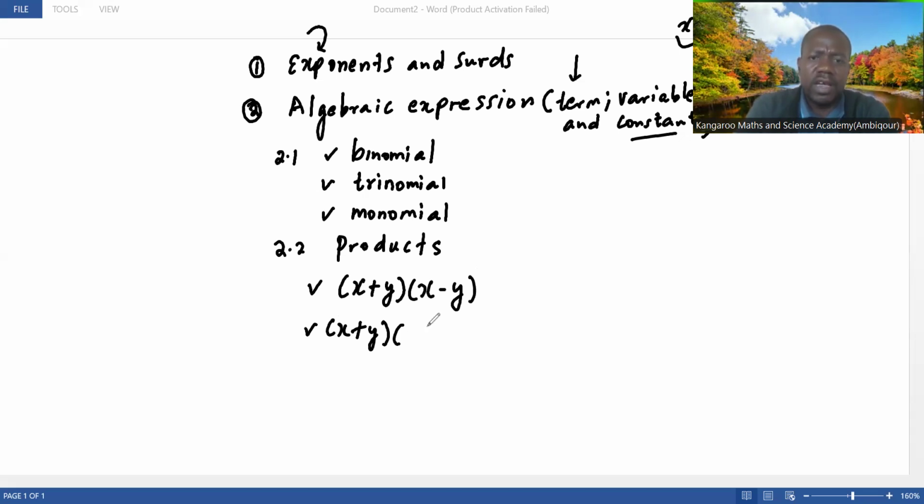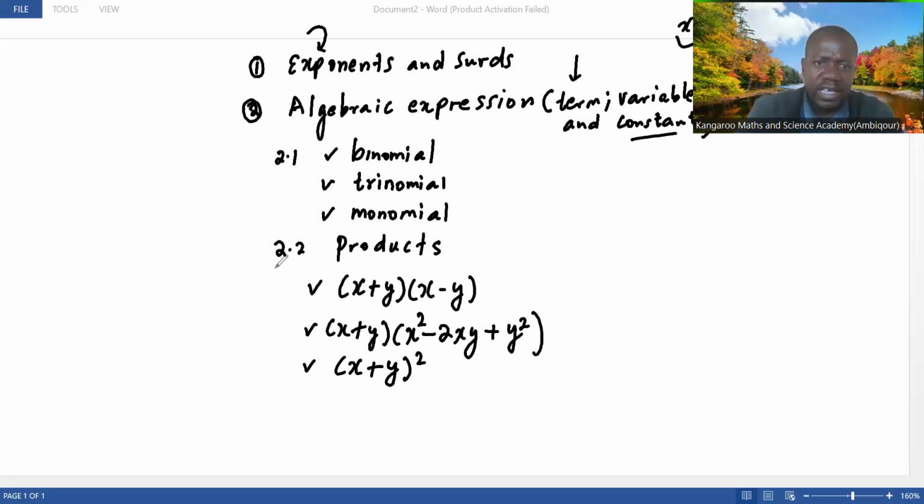Let's say we have x squared minus 2xy plus y squared. This is an example. And in some instances, you can also have a squared trinomial. Imagine you have a binomial, you have something like this. These are the things that learners should be able to understand. And all the things that I've explained come from exponents, which means exponent is the key.